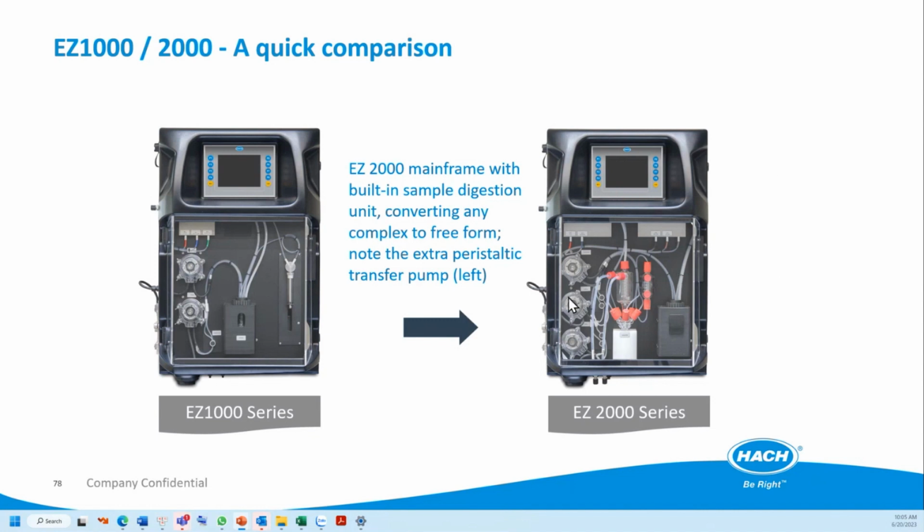Easy 2000 is the same as Easy 1000, but we have a digestion system to be able to measure total iron or total manganese. So to measure total iron and manganese, we need to go through a digestion process before measurement. So if we want to measure total iron and manganese, we use the Easy 2000 series. If we want to only measure the dissolved iron or the dissolved manganese, we use the Easy 1000.